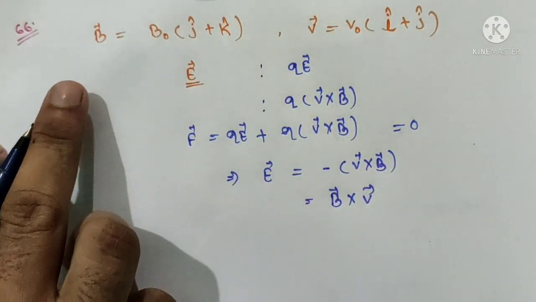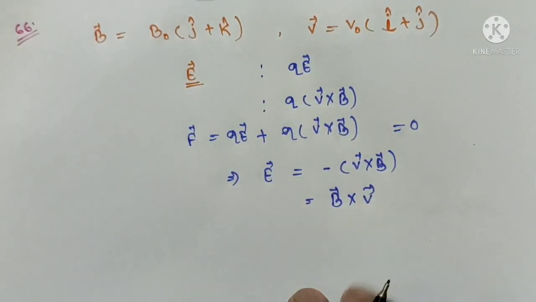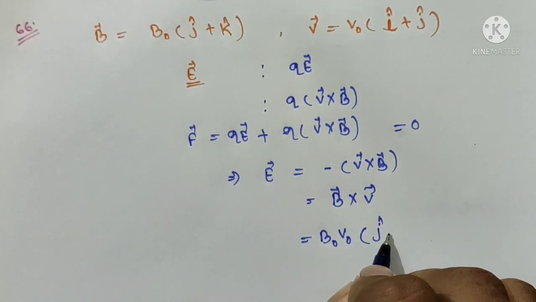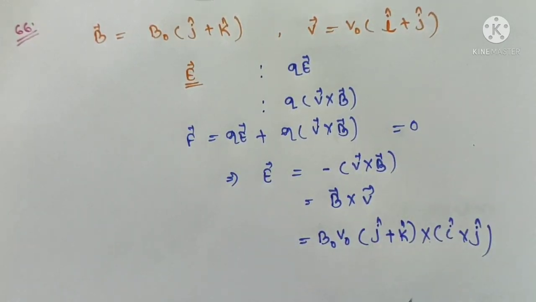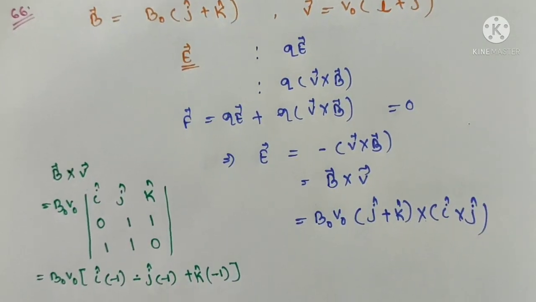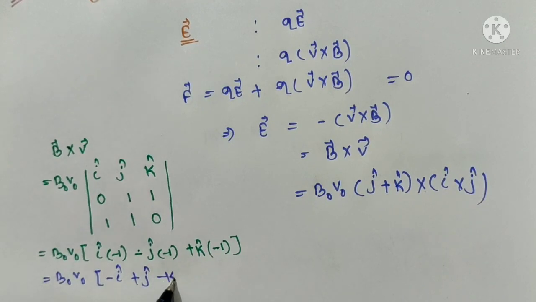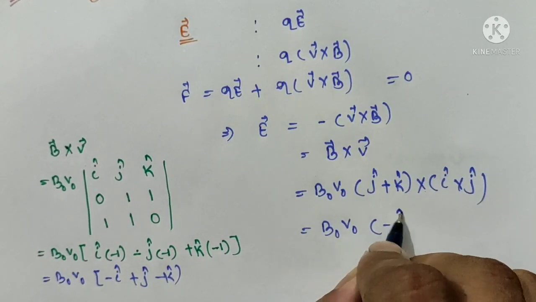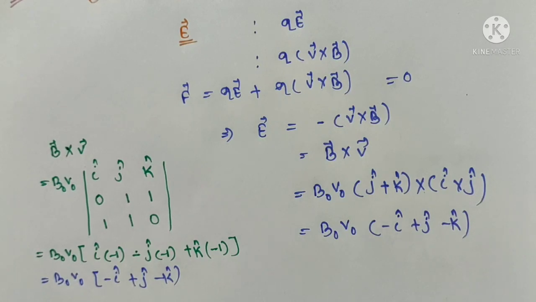So the magnetic field and velocity are given, so just calculate the cross product of the magnetic field with the velocity. So B naught V naught (j cap plus k cap) cross i cap cross j cap. So this cross product comes out to be B naught V naught (minus i cap plus j cap minus k cap). So your correct option is option D.